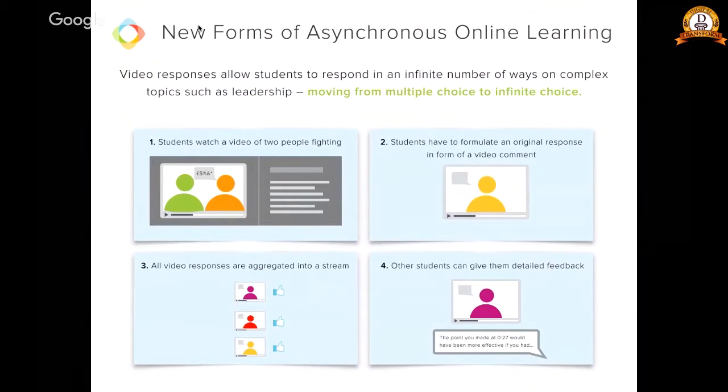So let's look at the same example. The top left rectangle, the one that's labeled number 1 here, says you have a video where two people argue with each other in the hallway. But then you don't get the multiple choice question. Step 2 is, your webcam comes on and you're being asked, okay, formulate an original response. How exactly would you respond to that situation? What would you say and how would you say it? So you record a video comment on how you react to that situation.